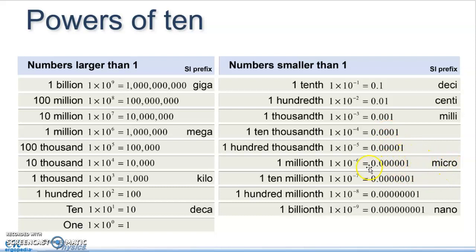Micro is 1/1,000,000th of the unit. So there would be 1,000,000 micrometers in a meter, or another way you could think of that is that 1/1,000,000th of a meter is equal to a micrometer, and then also nanometers.